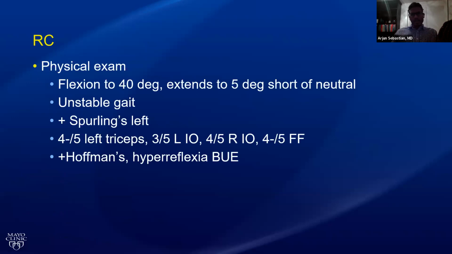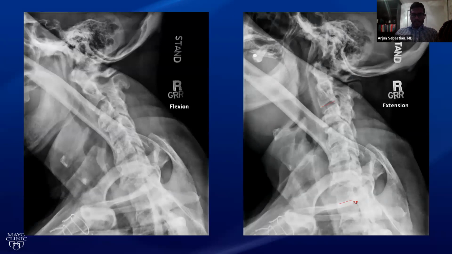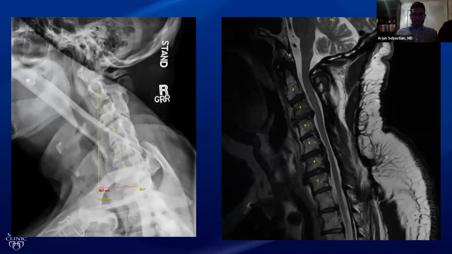If you look here on exam, he has loss of cervical extension and other findings of myelopathy, including hand weakness and left triceps weakness. These are his images, again showing the previous cervical laminectomy and kyphosis. He has some component of ankylosis as well, and on his flexion extension images, maybe just a few degrees of change from flexion to extension.